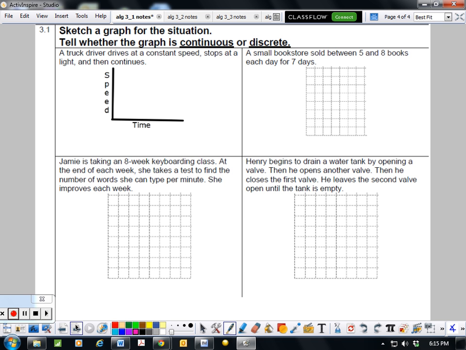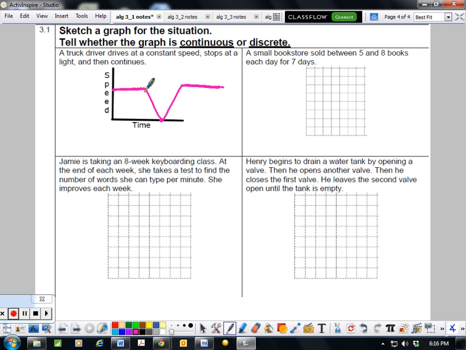Okay, so he's going to drive at a constant speed, and then he stops, so he slows down quickly and stops because now there is no speed. And then he continues to drive. So he's going to speed up and then probably go at a constant speed. And that constant speed is probably somewhere around the speed limit. Unless it's the Palmer-Wasilla Highway, then it's going to be 40 miles an hour.